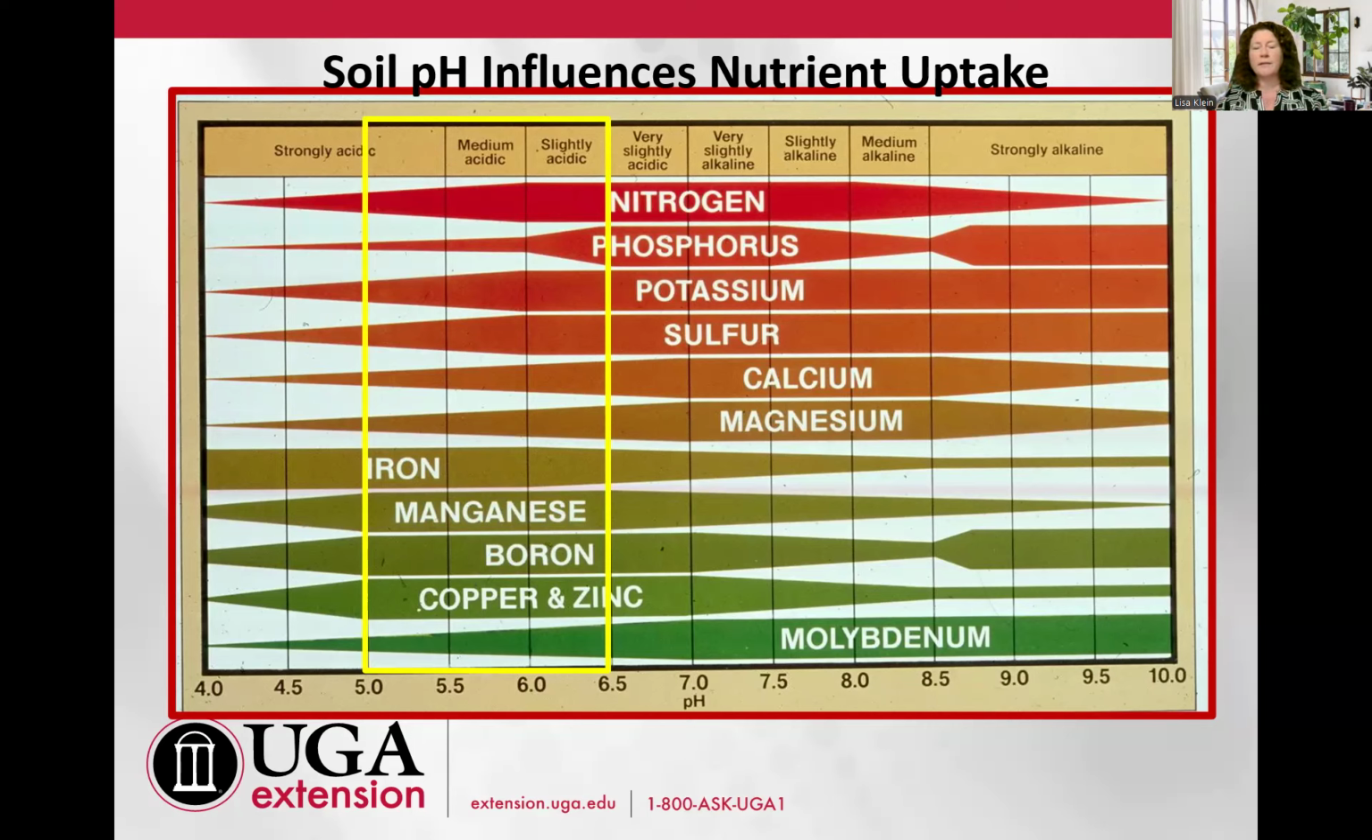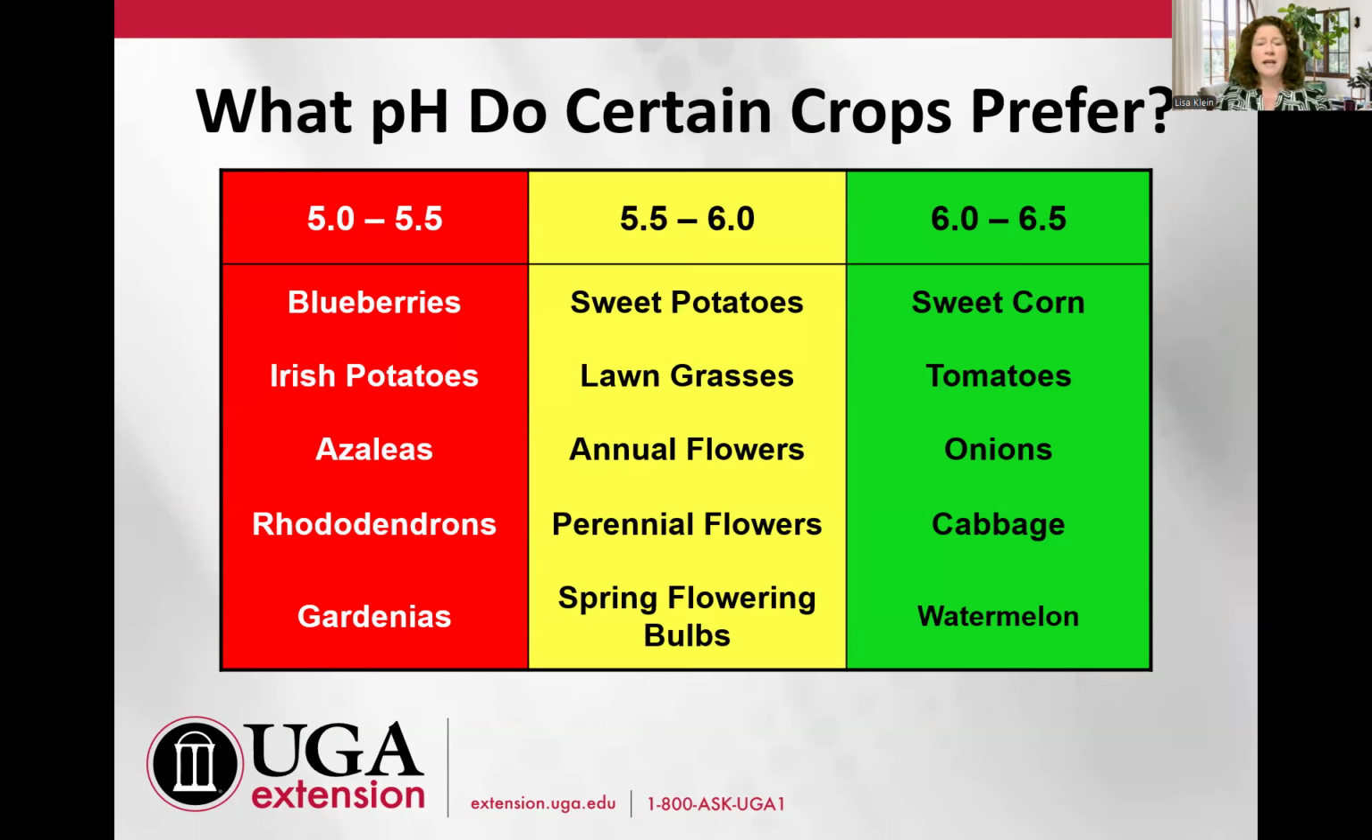So ones they prefer: blueberries, potatoes, azaleas, all acid loving, so 5 to 5.5. Lawn grasses, flowers, perennials, spring flowering bulbs, mostly in that 6 range. Corn, tomatoes, onions, cabbage, most of those summer crops, there's your 6 to 6.5 or 6.8.